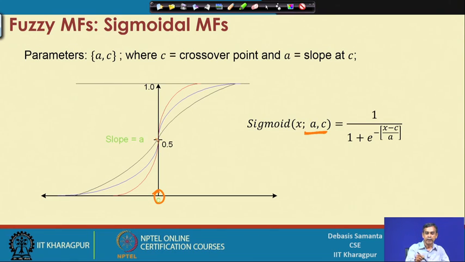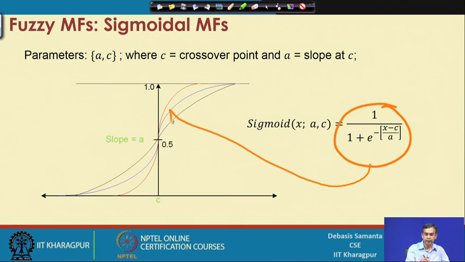Now, if we take these kinds of values, then the sigmoid function can be plotted if we follow this expression. If this is the expression, then the graph can be obtained for this expression for different values of A, as shown here.